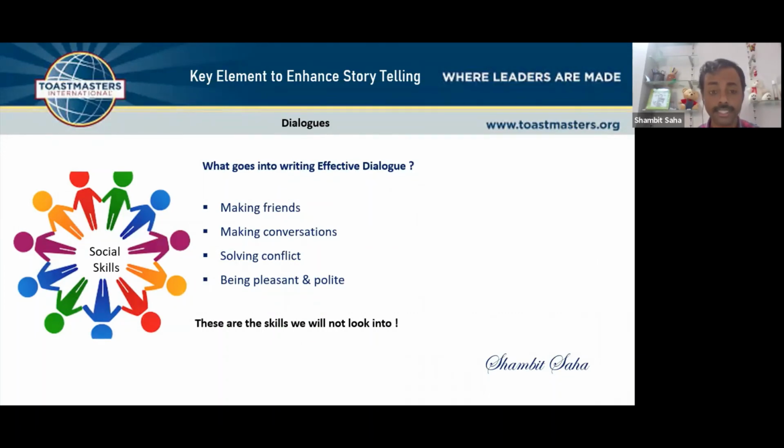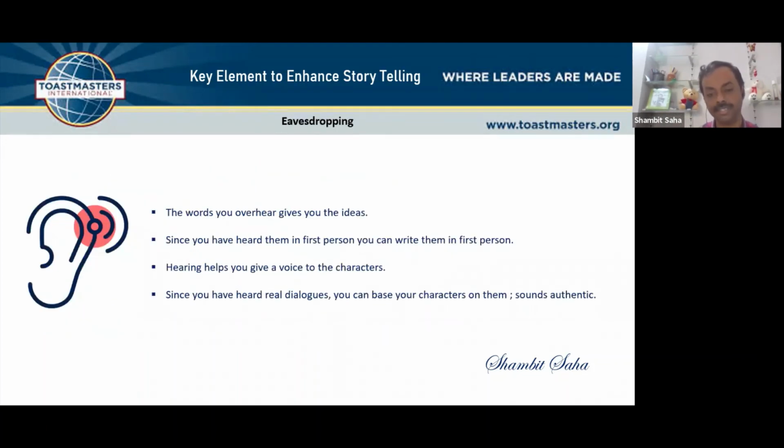The first skill is social skills. If you ask people around, they say, how is it that you can? They say, be social. You need to get mixed up with friends. You need to make conversations. You go ahead, solve conflicts, be pleasant and polite. You do dialogue things. Everyone says that, but that is exactly the skills we are not going to look into. In fact, these are the anti-social skills, right?